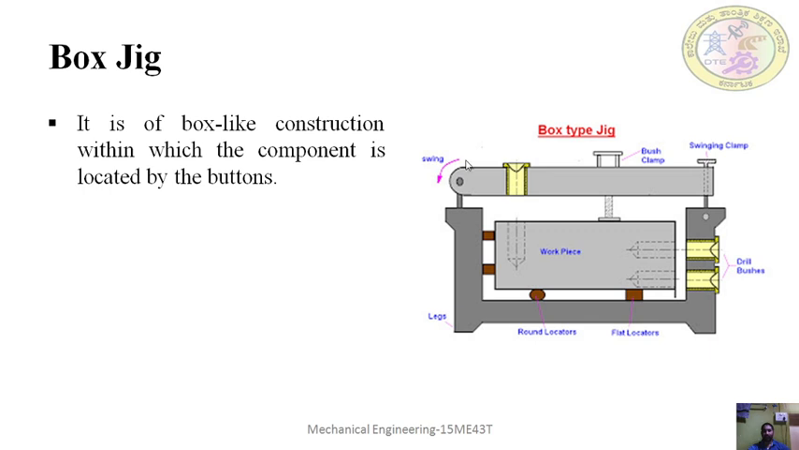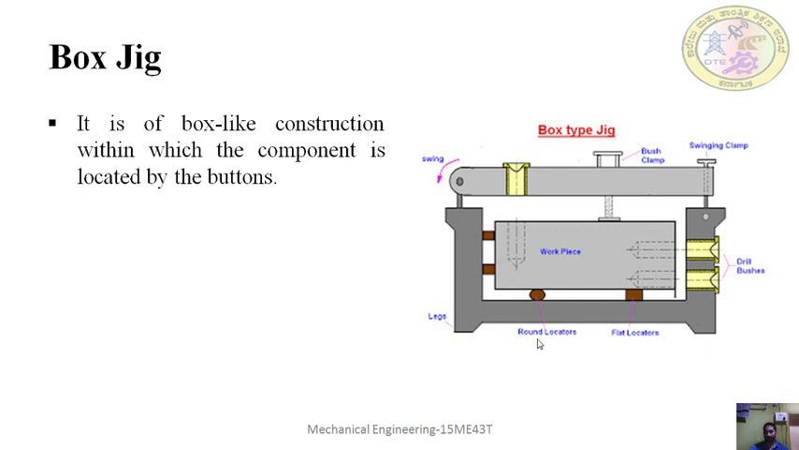It is having a box-like structure. You can see it is having a box-like structure, within which the component is located by the buttons. So components are placed by these buttons. You can see a clamp. So by tightening and loosening this clamp, the workpiece will be held. So it is having the locators for accurately centering or setting up of the workpiece.